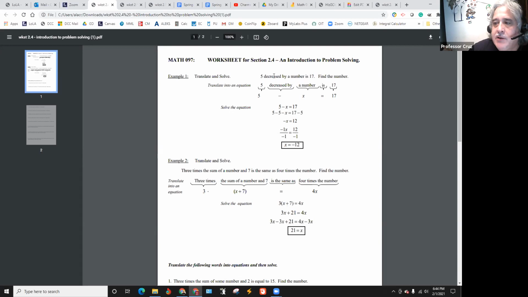Decreased means subtract. So 5 decreased by a number, the number that we don't know, which is x, is 17. So 5 decreased by x, 5 subtracting x, is 17. So there's your equation. All right, real simple one once these are set up.